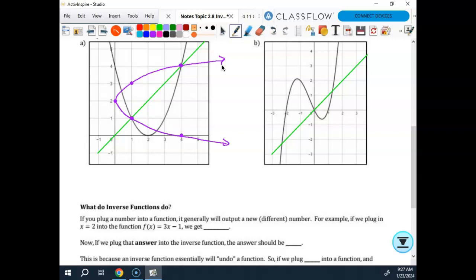That is the line y equals x. That's what we are reflecting over. So that's why these 2 points stay the same. It's just attached to it and it flips around like it was a flag or something.